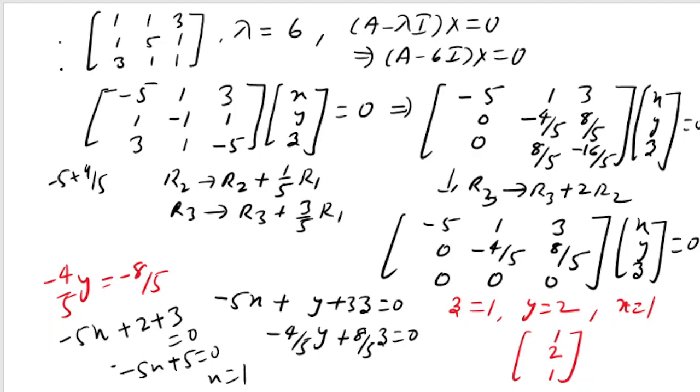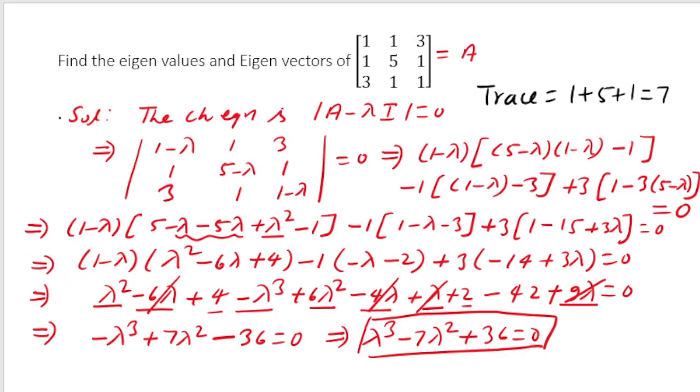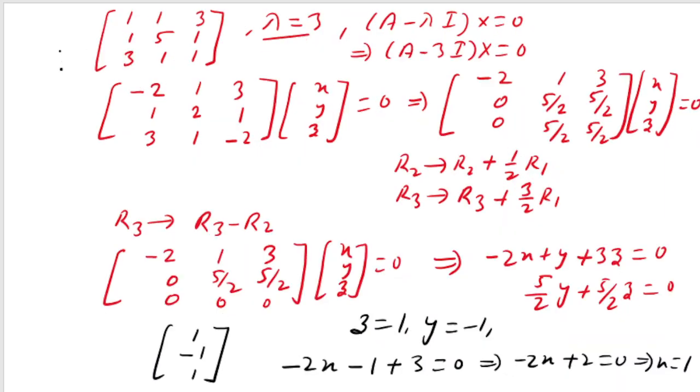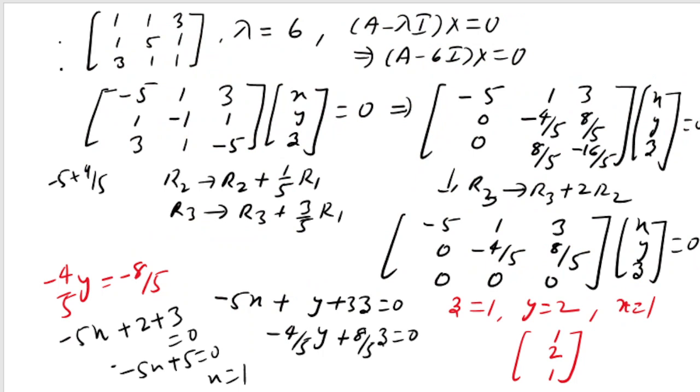So given a matrix, first of all I have to write its characteristic equation, then I have to factorize it to get the characteristic roots, and then corresponding to each of the characteristic roots I have to solve them to get the eigenvectors. So I hope it is clear.